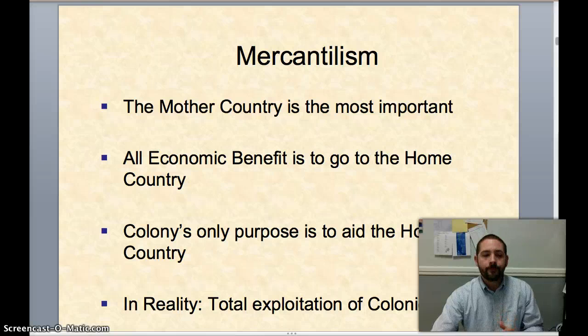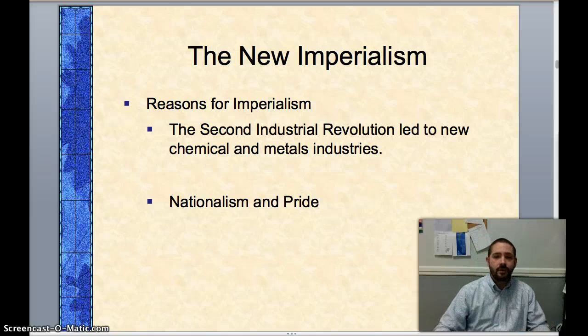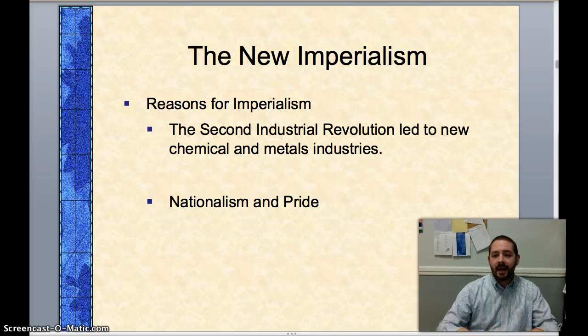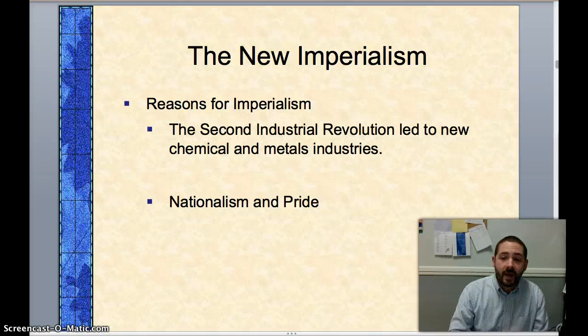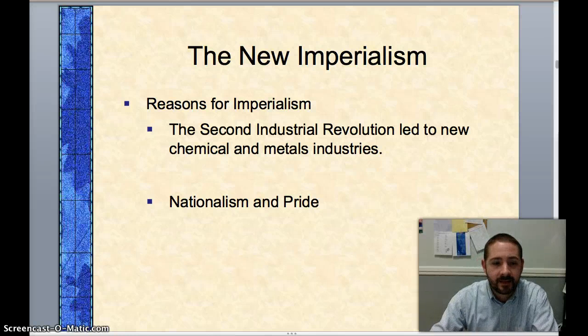And that's important because it also comes back to this idea of the Second Industrial Revolution. When it comes to the Second Industrial Revolution, we also need to remember that people still want to win the Industrial Revolution. So they need these chemicals, materials that are provided in Africa and Asia to do that. And it is, again, further spurred on by this idea of nationalism and pride.